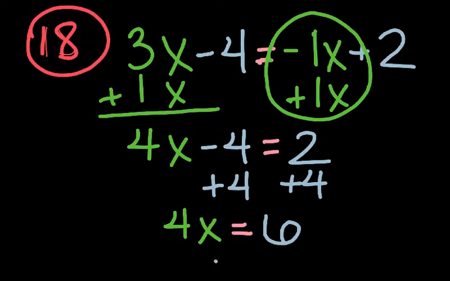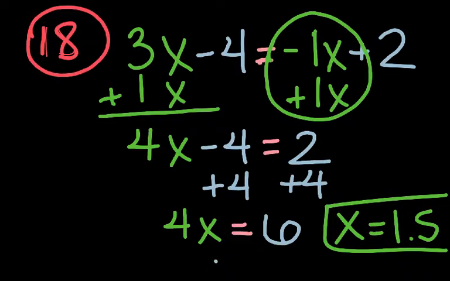That should leave you with 4x equals 6, and then you want to divide 6 by 4 to solve for x. And that should give you x equals 1.5.